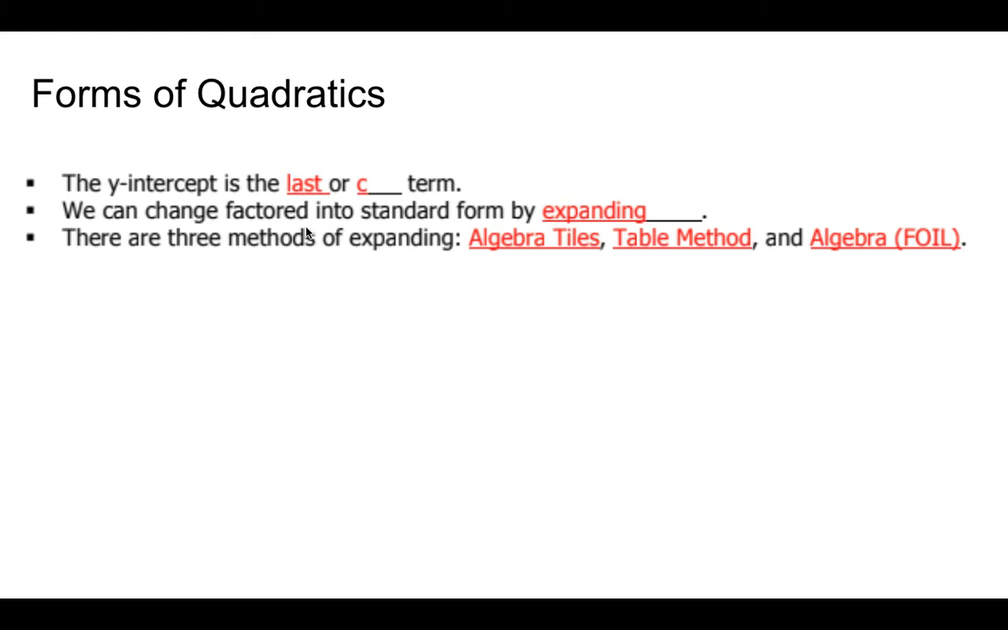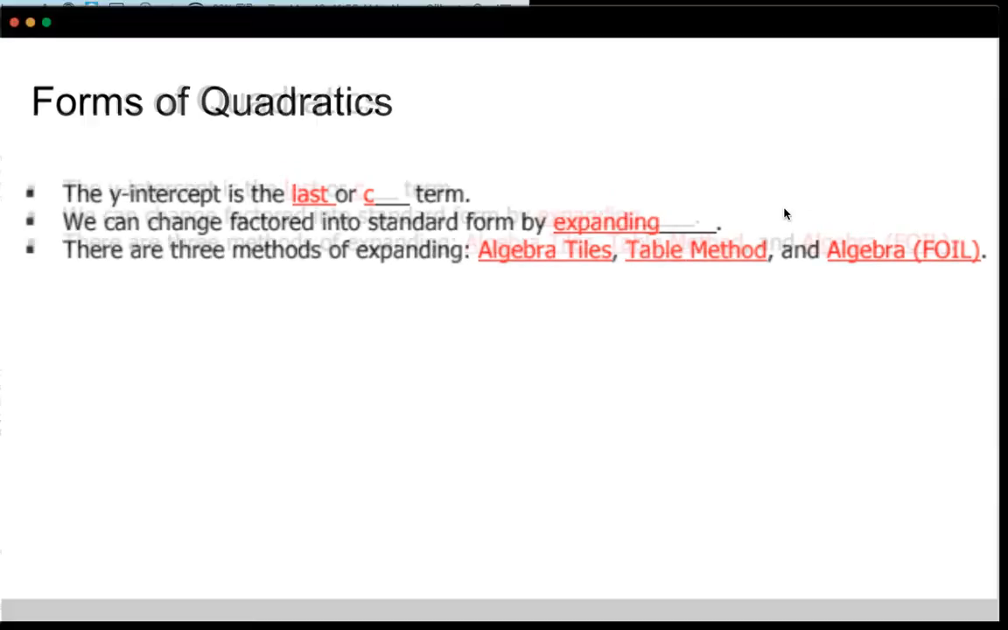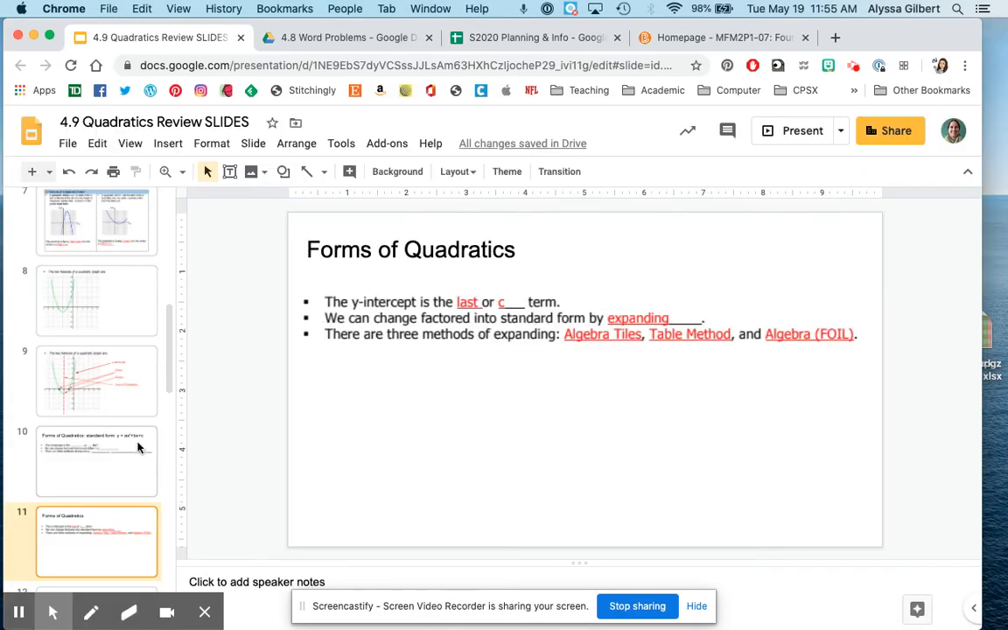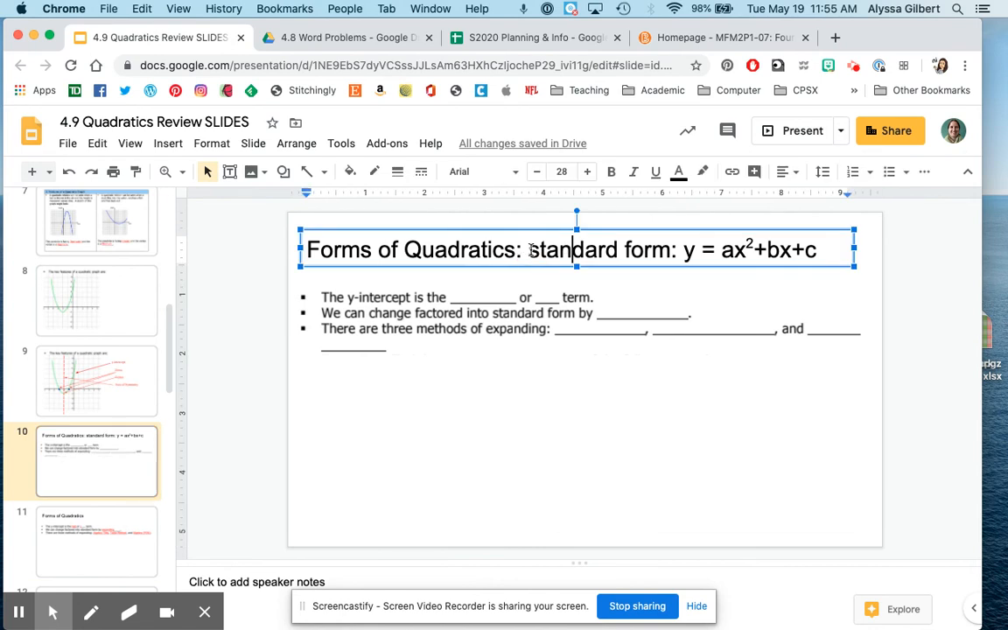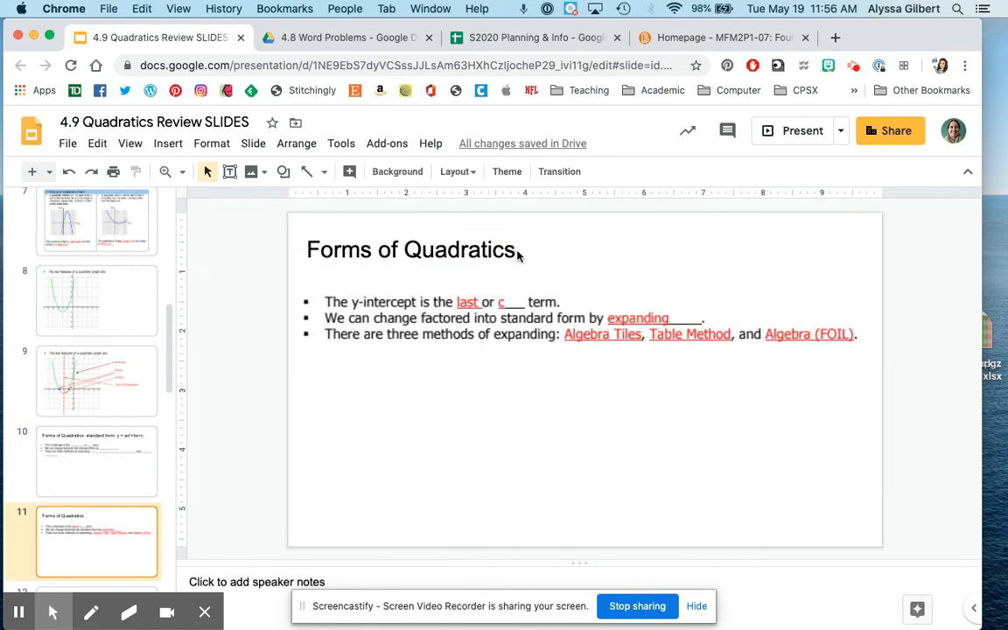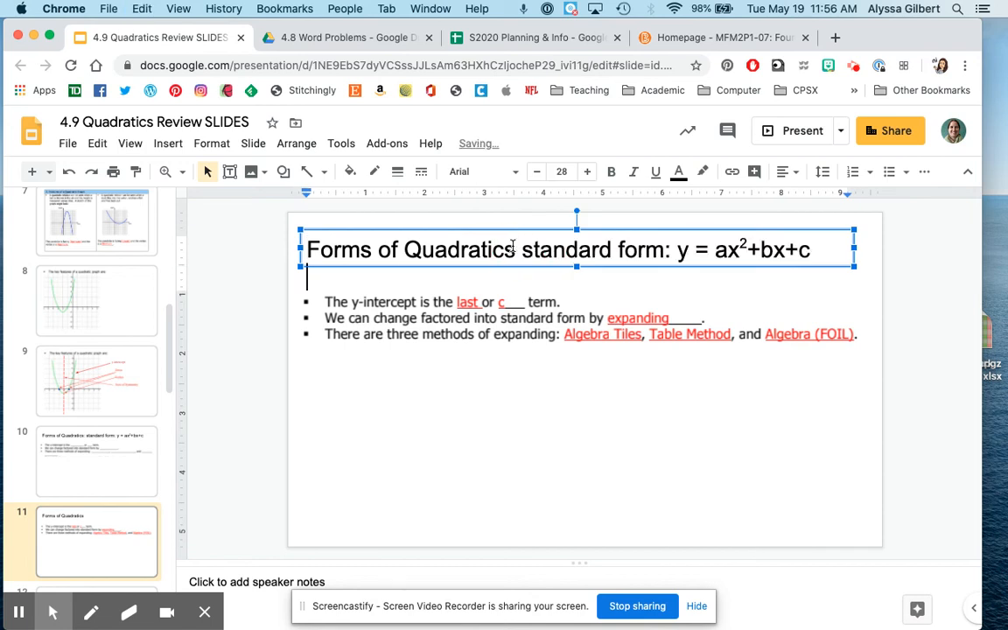We can change factored form into standard form by expanding factored form. And there are three methods of expanding: algebra tiles, the table method, which I didn't show you before, or maybe I did, I don't remember, but I'm going to go over it again, and then using FOIL. And I'm just going to copy that. So standard form, I'm going to paste it here.